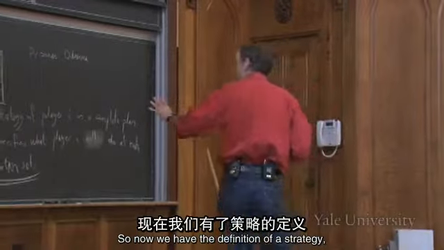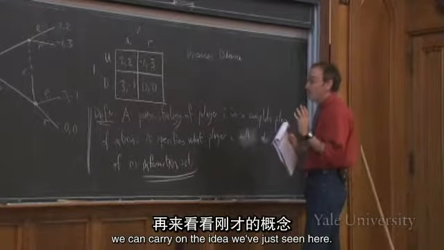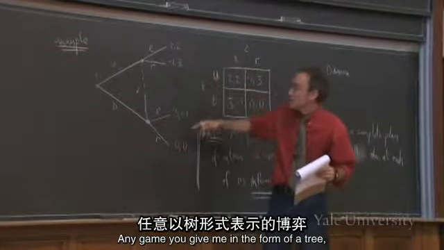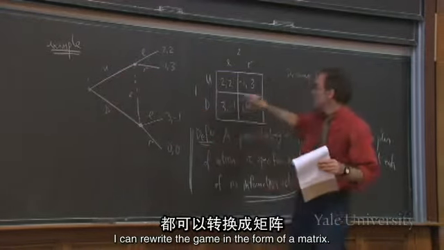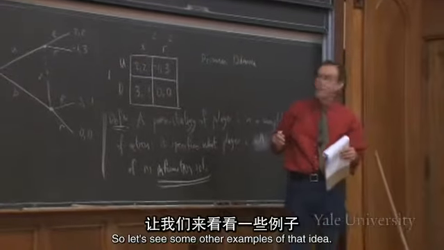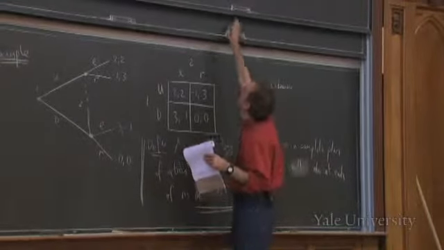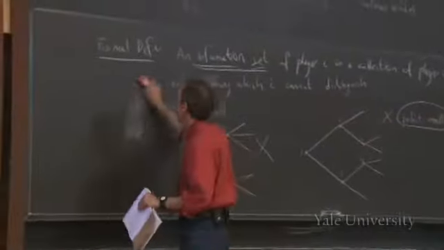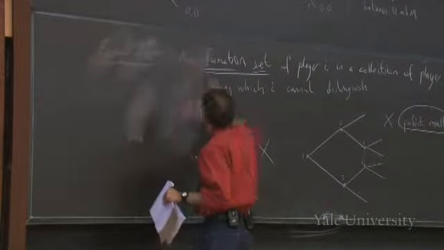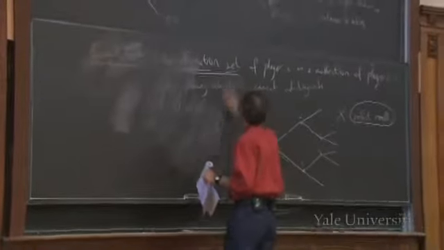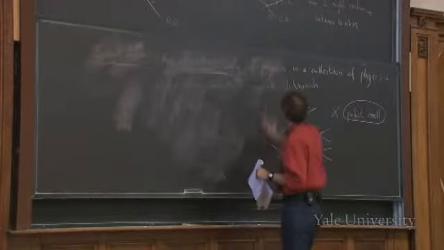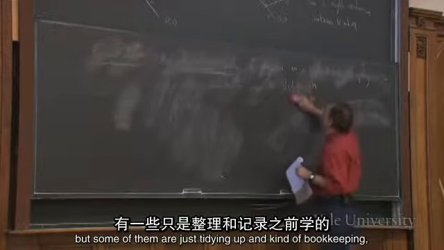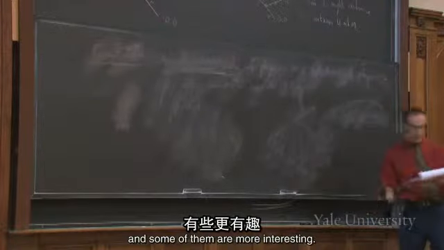All right, so now we have the definition of a strategy. We can carry on the idea we've just seen here. So what's the idea here? Any game you give me in the form of a tree, I can rewrite in the form of a matrix. So let's see some other examples of that idea. It's a lot of new ideas today, but some of them are just tidying up and bookkeeping, and some of them are more interesting.